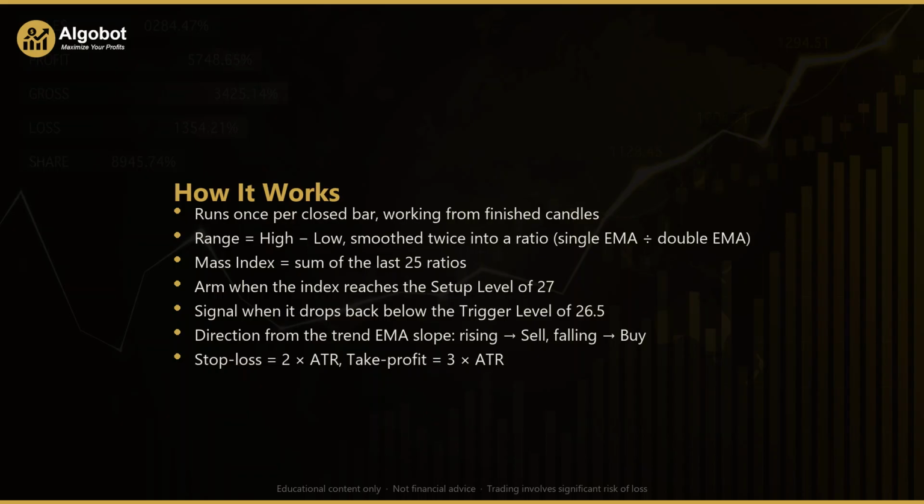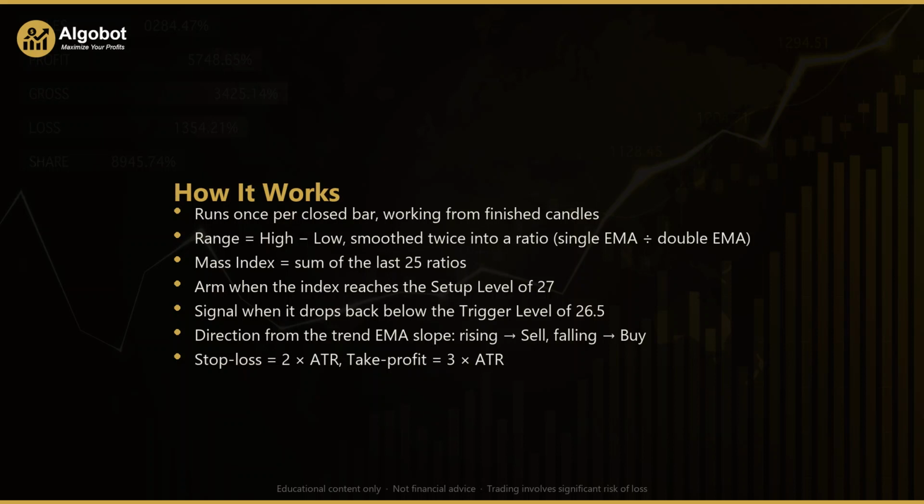Now comes the reversal bulge state machine. When the Mass Index climbs to or above the setup level of 27, the strategy arms itself. It's now watching for the bulge to fade. When the index then drops back below the trigger level of 26.5, the setup is complete and the strategy prepares to enter. Direction is decided separately.